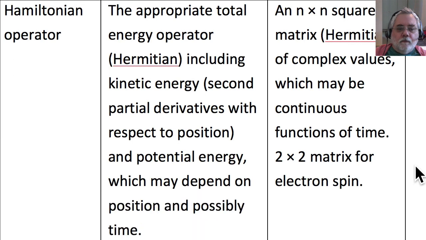The Hamiltonian operator for spatial problems is the appropriate total energy operator, which will be Hermitian, which I'm not going to explain, including kinetic energy operator, second partial derivatives with respect to position, and potential energy, which may depend on position and may depend on time. For a spin problem, the Hamiltonian operator is an n by n square matrix, which will be Hermitian, of complex values, which may be continuous functions of time. For electron spin, that will be a 2 by 2 matrix.